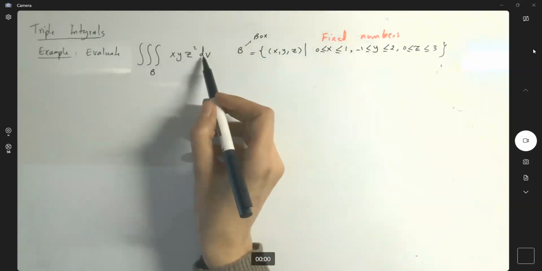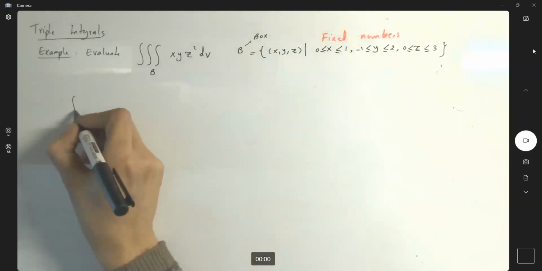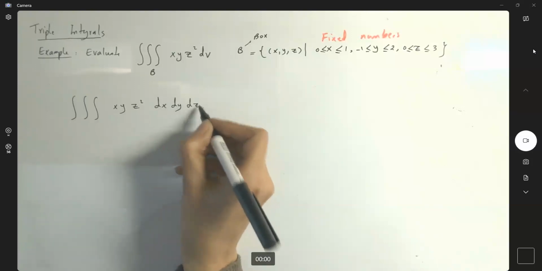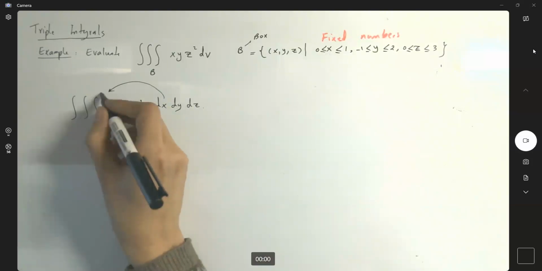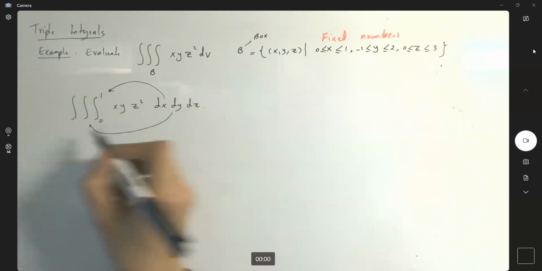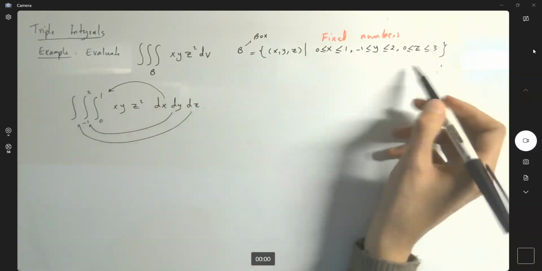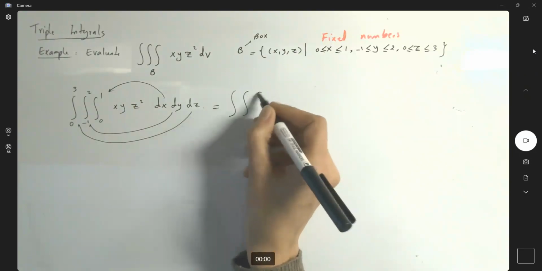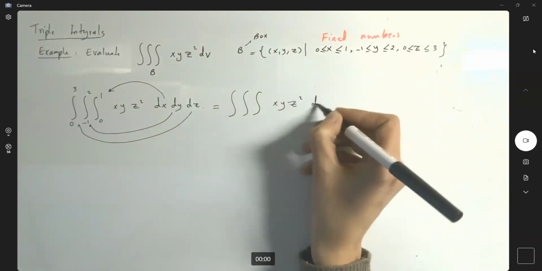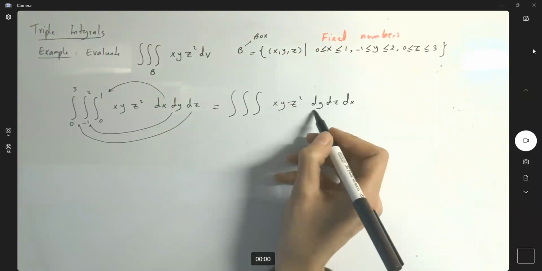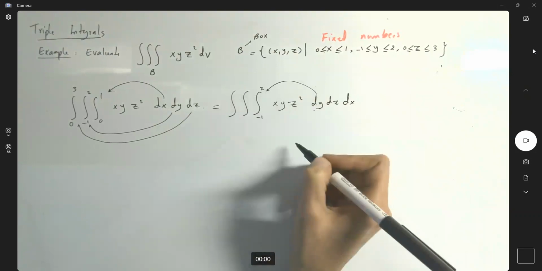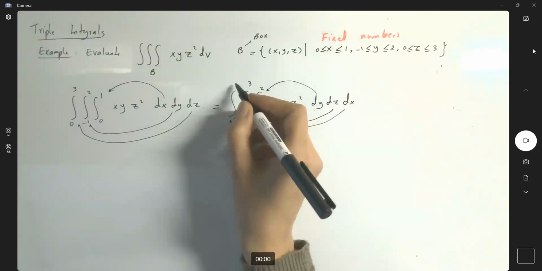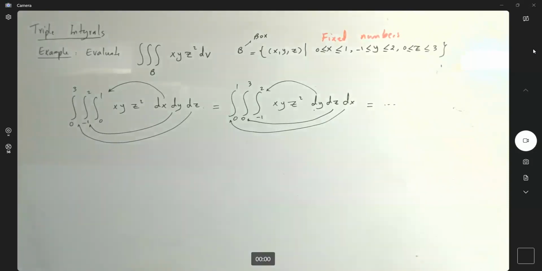Let's see. Suppose we keep the order as dx dy dz. This is the triple integral of x y z squared dx dy dz. x is bounded between 0 and 1, y is bounded between -1 and 2, and z is bounded between 0 and 3. Can I change the order? Of course. You could write it as the iterative integral of x y z squared dy dz dx, with y between -1 and 2, z between 0 and 3, and x between 0 and 1. And there are more combinations that give you the exact same result.